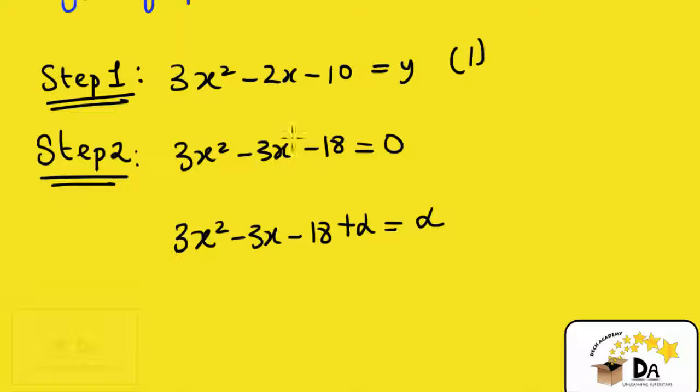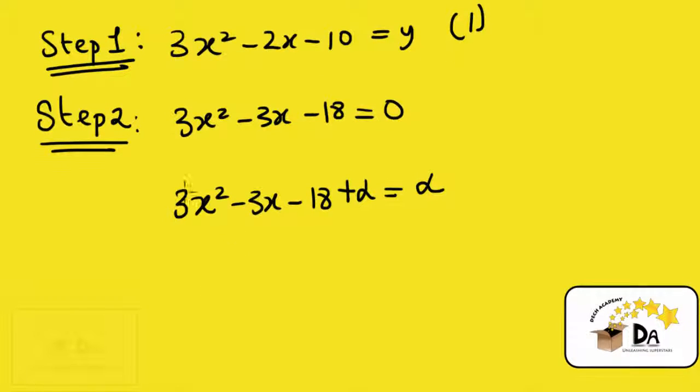I get a left hand side which is the same as this. So first of all, let's find alpha. What we're saying is this left hand side term plus alpha must be equal to this. I'm going to use a different color to state that. That's 3x squared minus 3x minus 18 plus alpha. So this must be equal to this left hand side term.